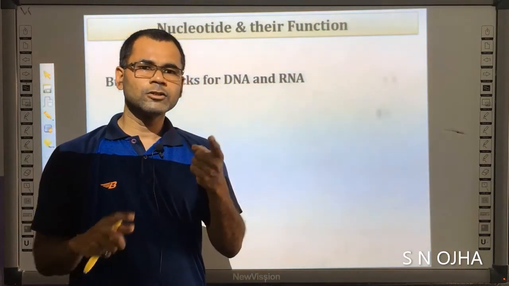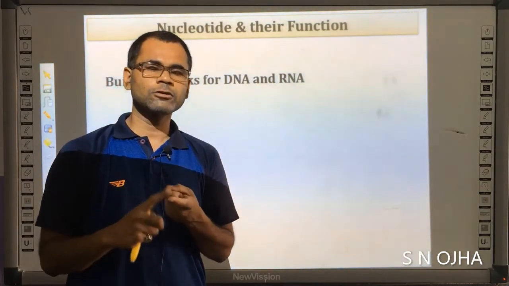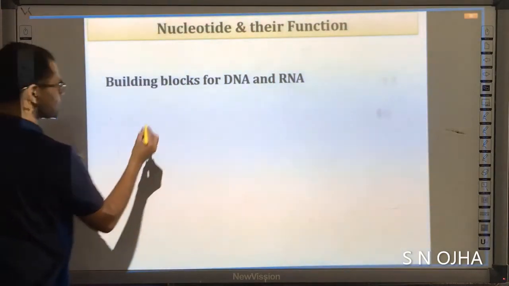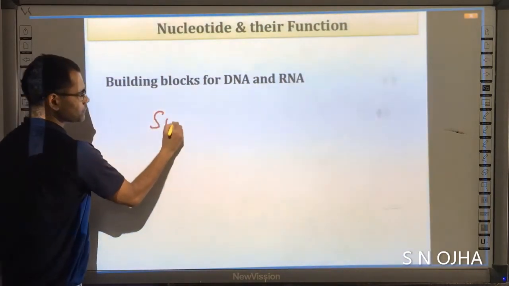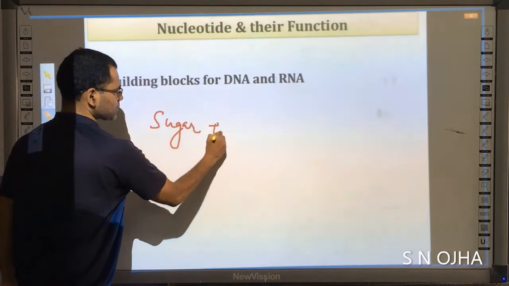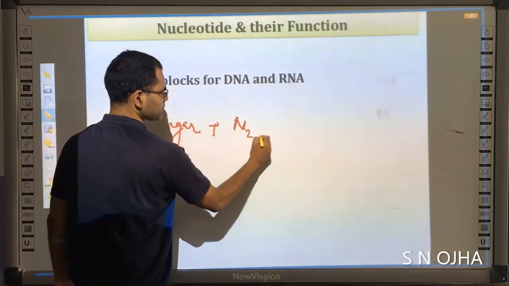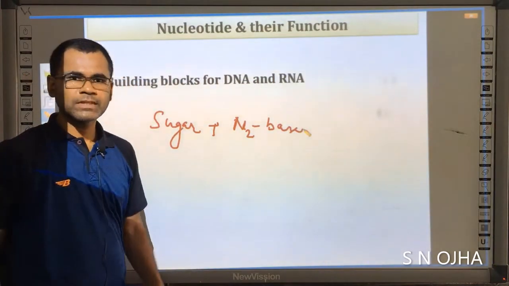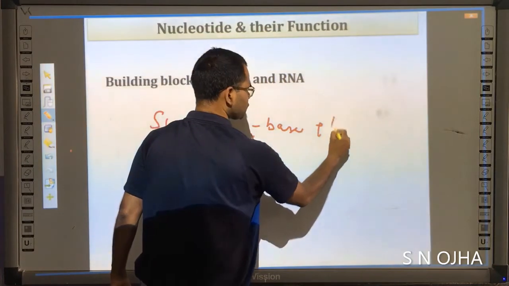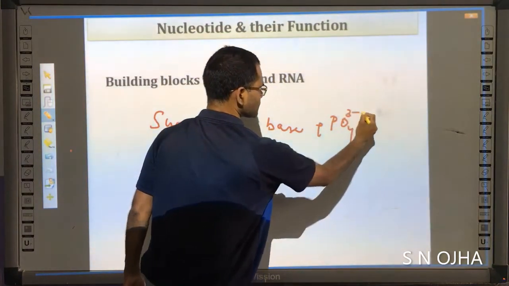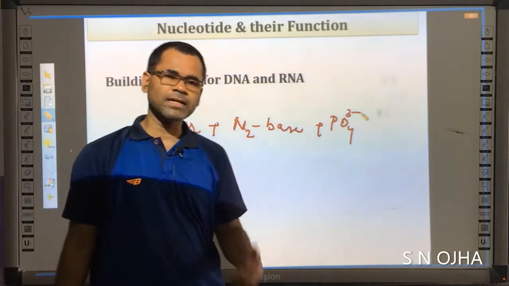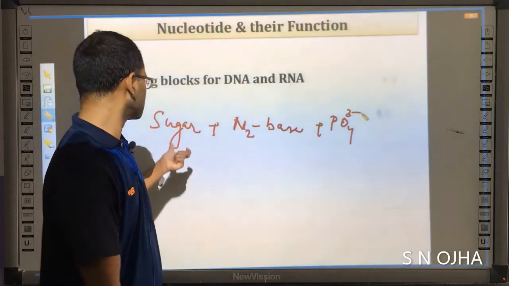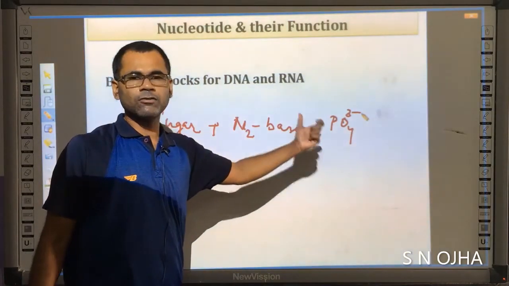Nucleosides are the sugar plus nitrogenous base. So any pentose sugar plus nitrogenous base is termed a nucleoside. And when a phosphate group is added to this, it is termed a nucleotide. So a nucleotide is a combination of three things: sugar, nitrogenous base and phosphate group.